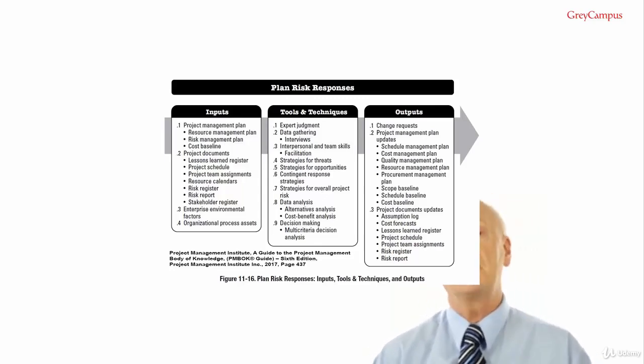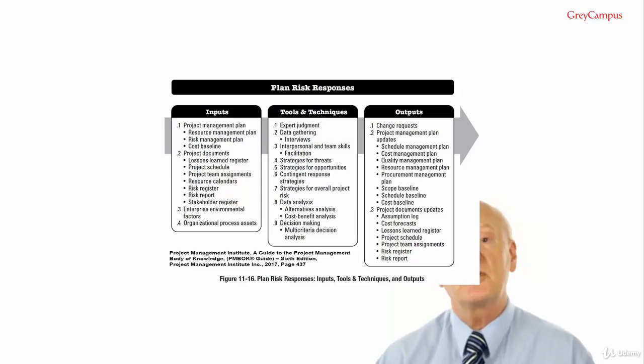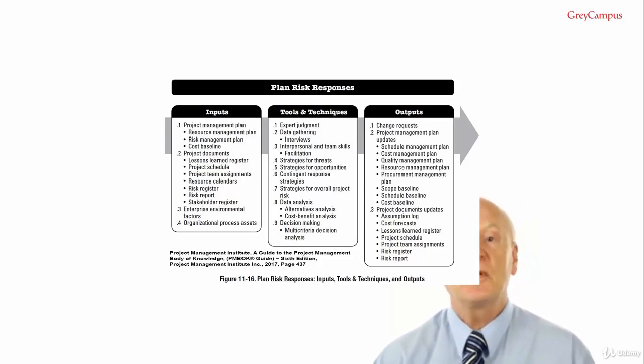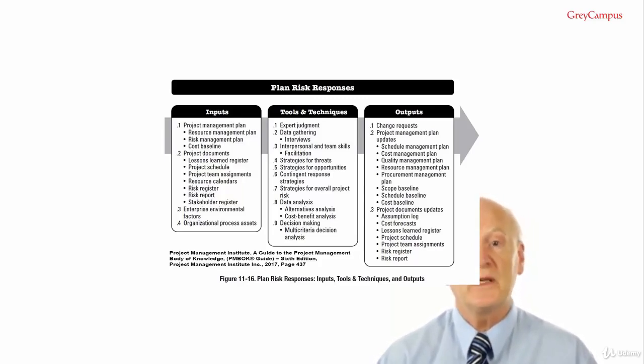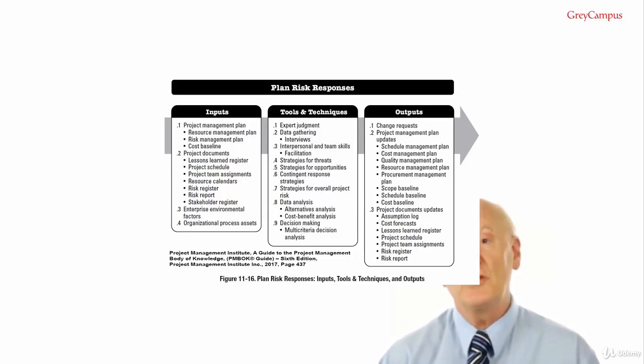Tools and techniques number 9, decision making. Techniques that can be used to select a risk response strategy would include multi-criteria decision analysis. Planned risk responses outputs. Output number 1, change requests. Planned risk responses may result in a change request to the cost and schedule baselines of other components of the project management plan. Change requests are processed for review and action through the Perform Integrated Change Control process.